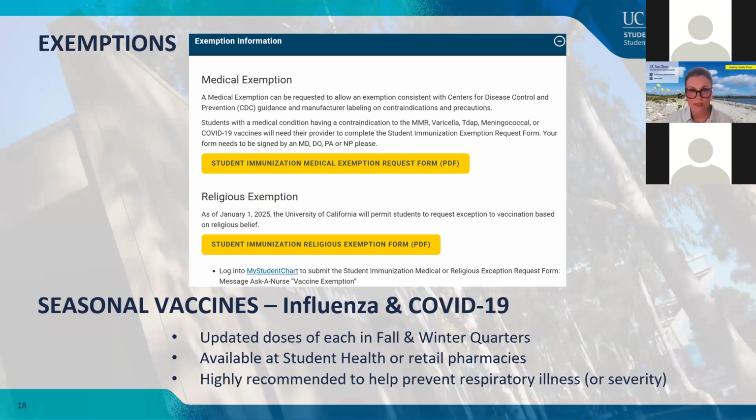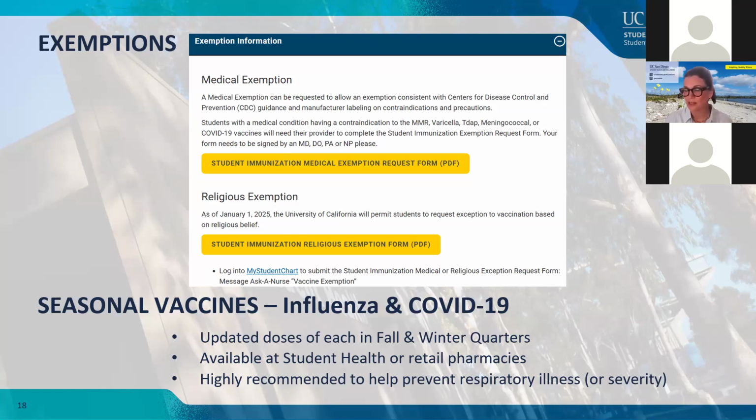Just the exemptions. If you have a medical contraindication to receiving a vaccine, you may apply for that. Maybe you've had a past reaction or an allergy to a component of the vaccine. You will get your healthcare provider to fill out this form and give us some information, upload it to the nursing team through Ask a Nurse, and we have a small group of us that review those, and then I will be communicating with you about whether that is approved or not. Same goes for religious exemption that is available.